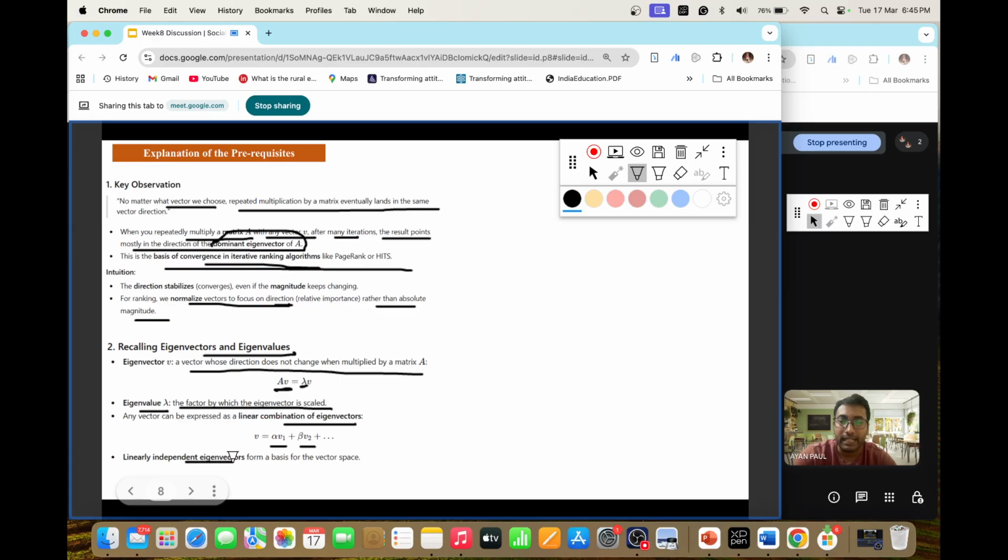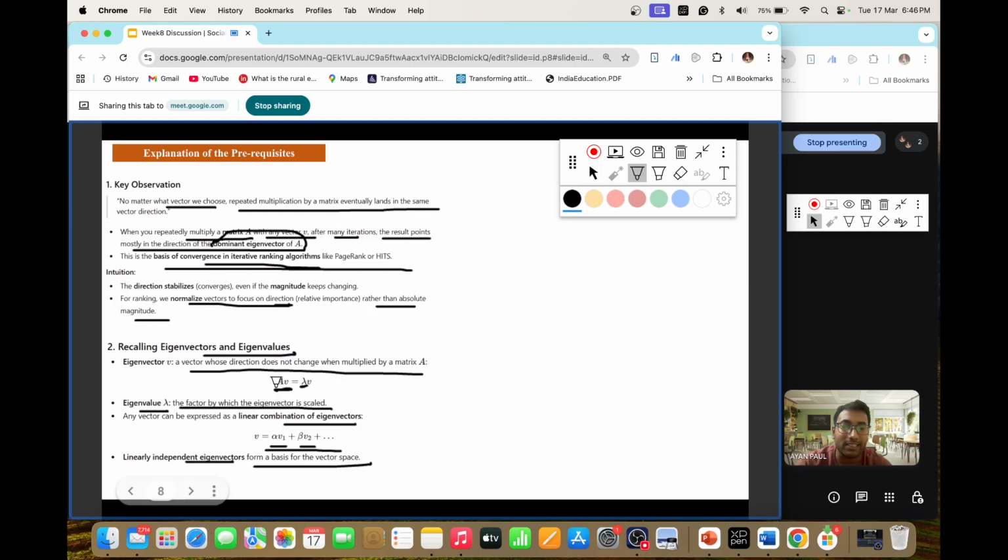Linearly independent eigenvectors form a basis for the vector space. So this actually forms the basis. For example, V is your total vector, and that can be broken down into alpha V1 plus beta V2 plus gamma V3, etc., okay. So this V vector can be broken down by this. This V1, V2, V3 are nothing but the eigenvectors, okay.